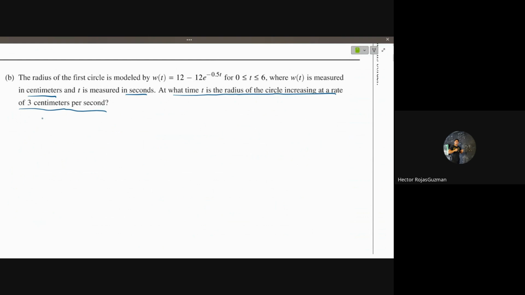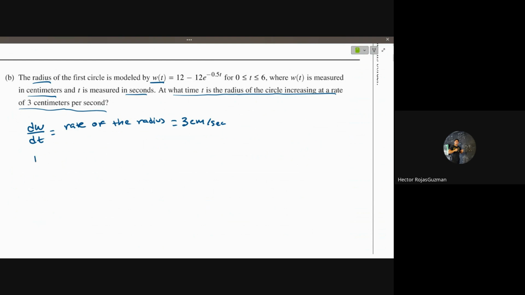So we know, since the radius is represented by W, that dW/dt equals the rate of the radius, which we know to be 3 centimeters per second. Okay, but what we want to actually find is the time, right, when this happens.